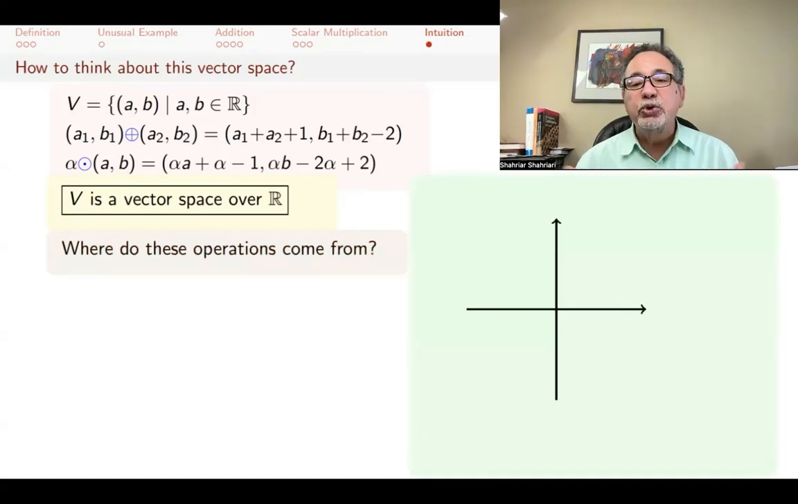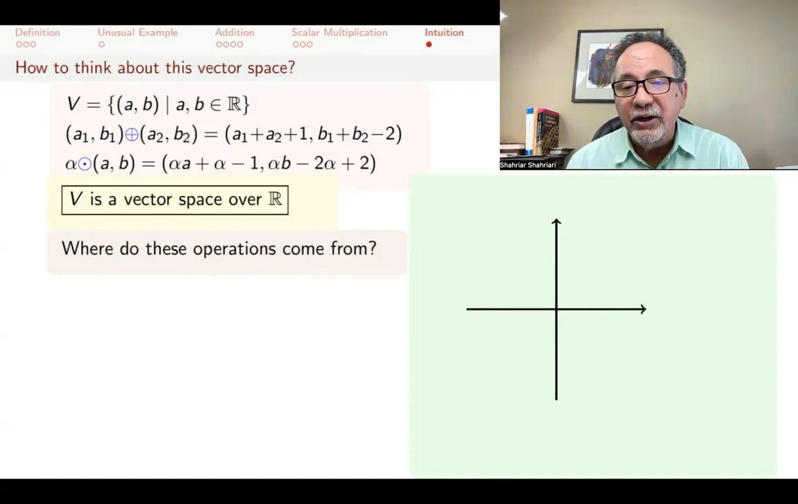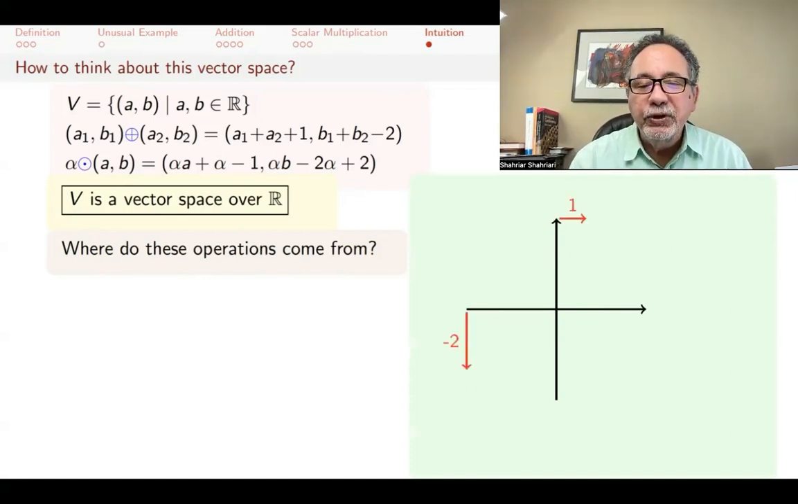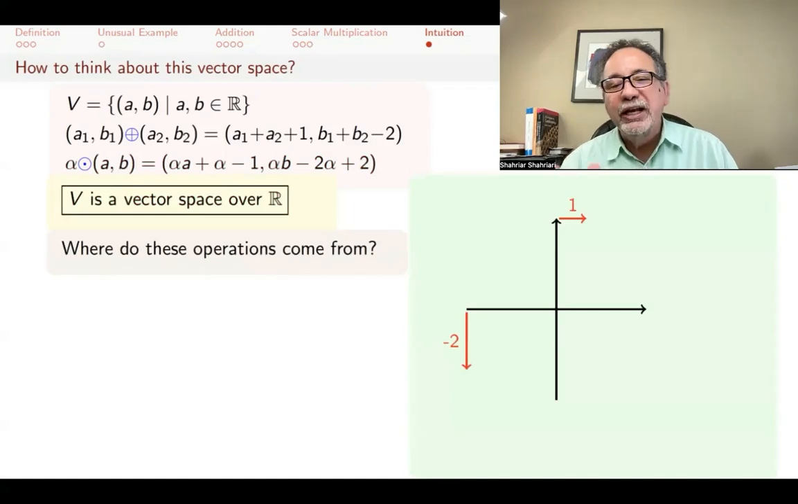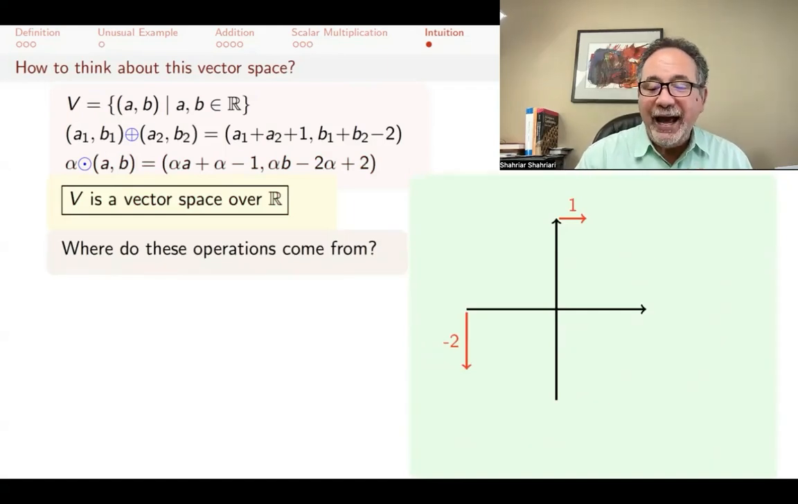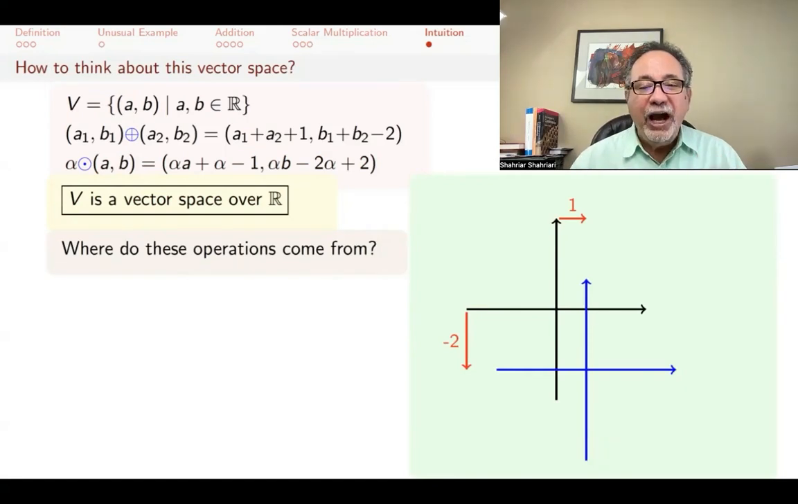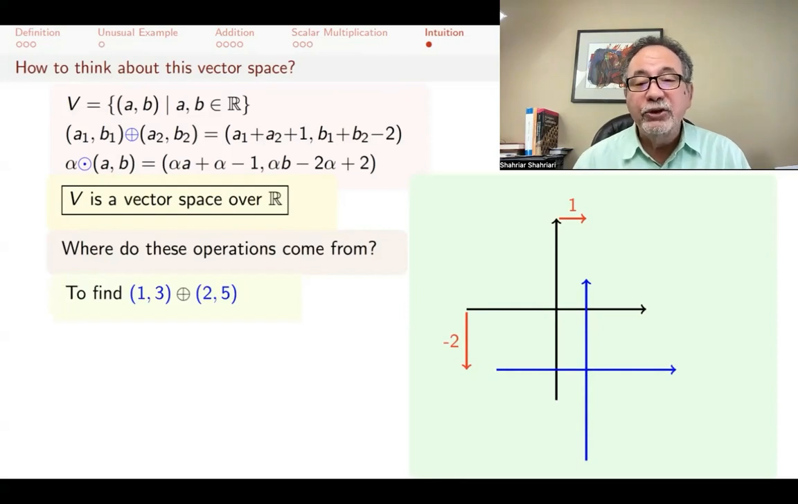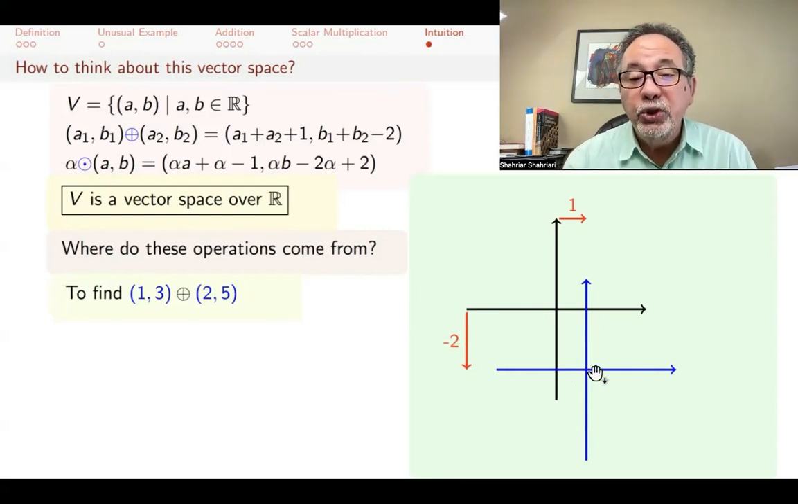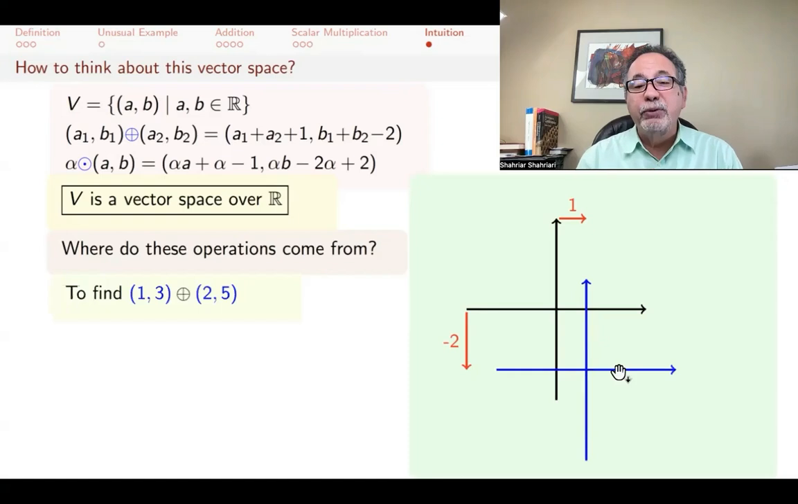Think you're living in the usual R2 with the usual addition. When you add two things, you add them component-wise. If you multiply by a scalar, you take the scalar and multiply by both things. But you put these other axes, 1 unit to the right and 2 units down, this blue axis. All the operations are done in the black axis, in the original axis, but you're going to report them in the blue axis. For example, what's 1, 3 plus 2, 5? 1, 3, and 2, 5 are reported to you in the coordinates of the blue axis.